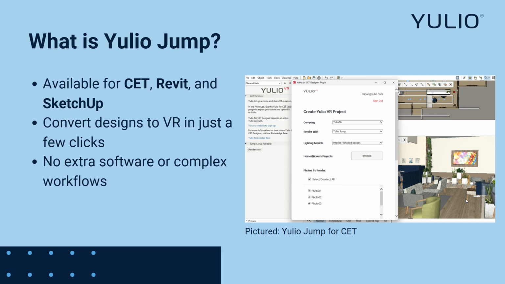So to start off, I'm just going to briefly go over Yulio Jump. If you don't know, Yulio Jump is our cloud-based rendering engine, which is available through the Yulio extension for SketchUp, Revit, and CET. The extension is free to install and use for those with an active Yulio license. Yulio Jump allows you to generate content for virtual reality and augmented reality with only a few clicks, and then sends those files directly to your Yulio account where you can create your immersive VR experiences. I'm not going to be covering how to render with the Yulio extension today, but you'll notice that I will be referencing it throughout the session.